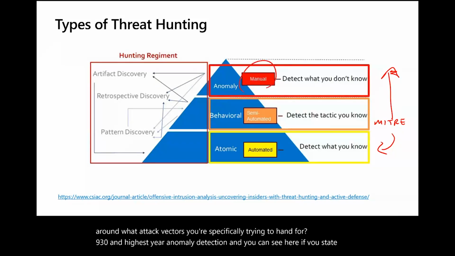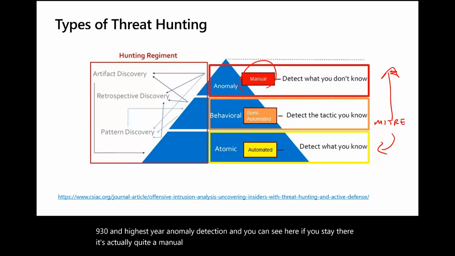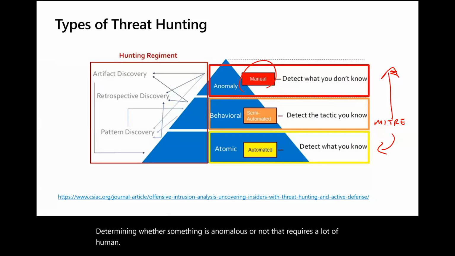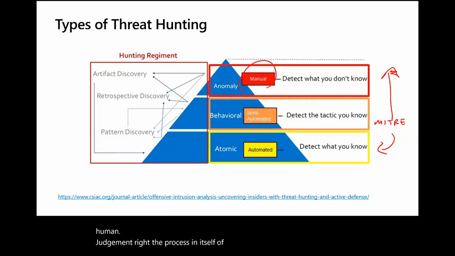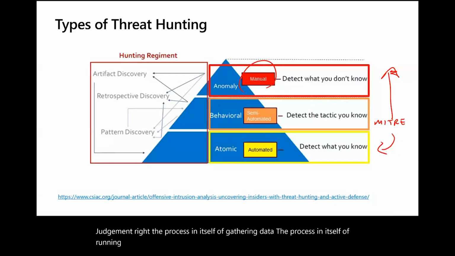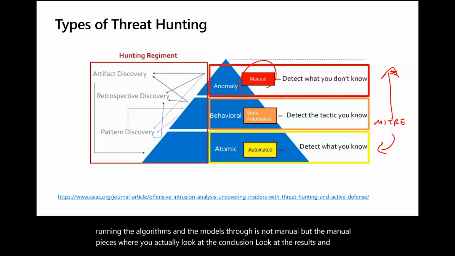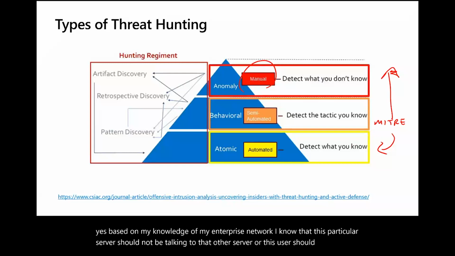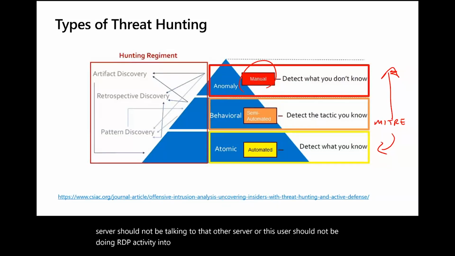Now, in the third and highest tier, anomaly detection, you can see here we state that it's actually quite a manual process. When I say manual, I mean determining whether something is anomalous or not. That requires a lot of human judgment, right? The process in itself of gathering data, the process in itself of running the algorithms and the models through is not manual. But the manual piece is where you actually look at the results and say, hey, yes, based on my knowledge of my enterprise network, I know that this particular server should not be talking to that other server, or this user should not be doing RDP activity into that server, for example.